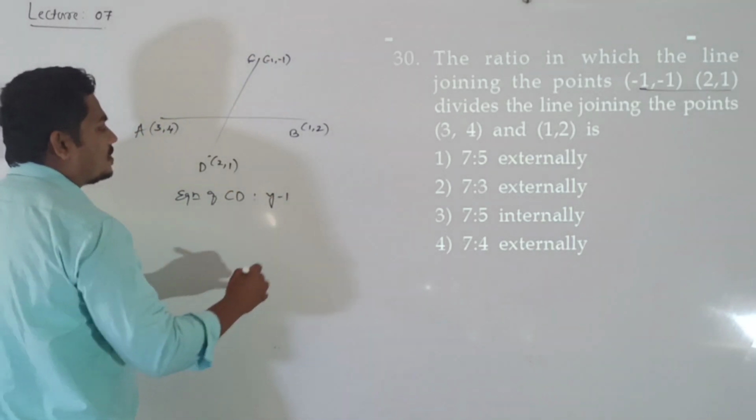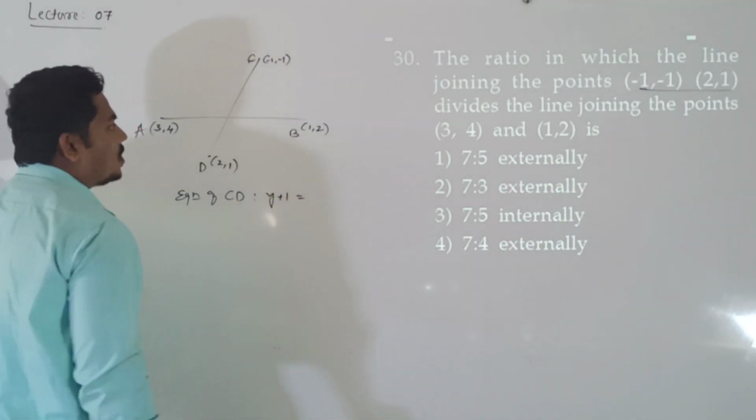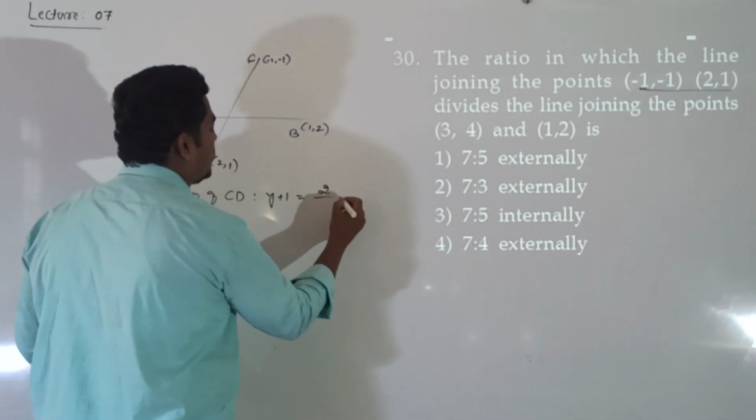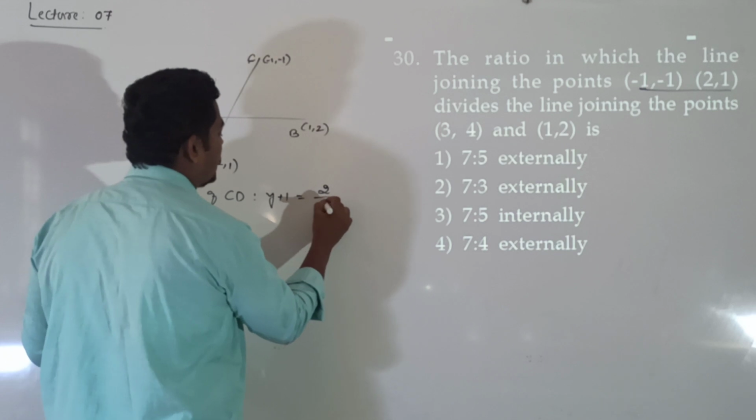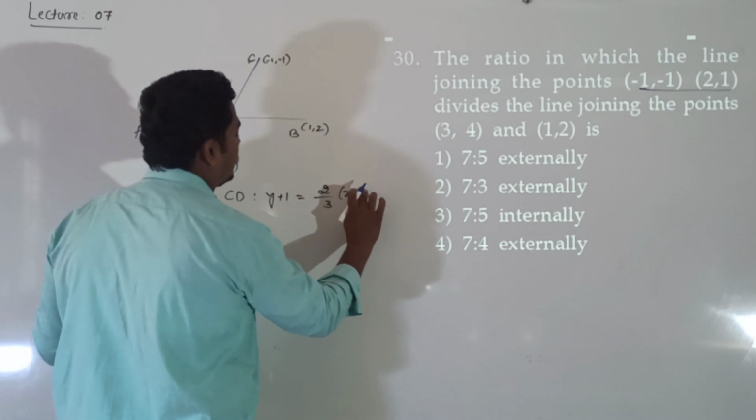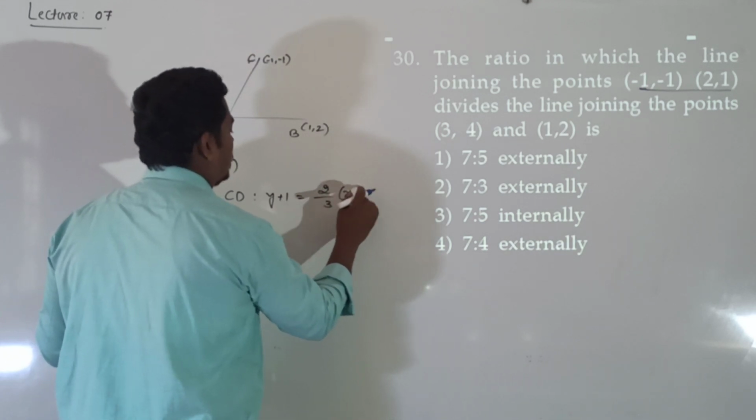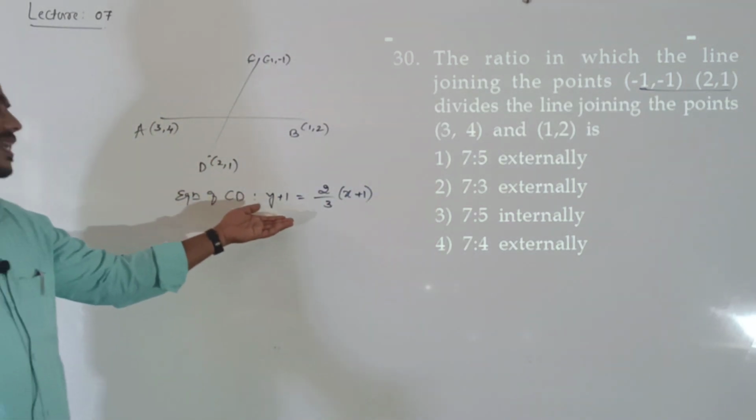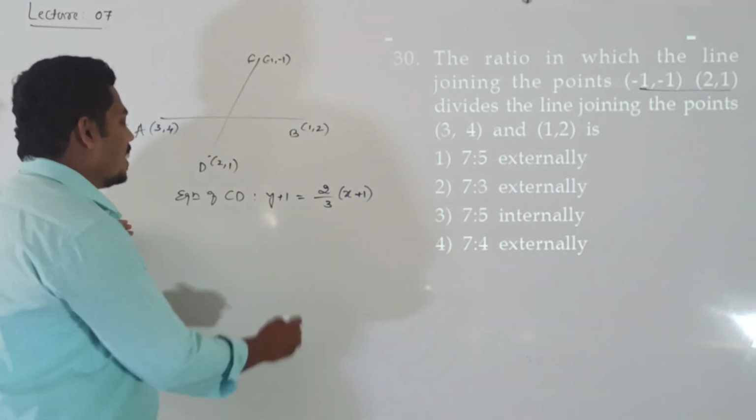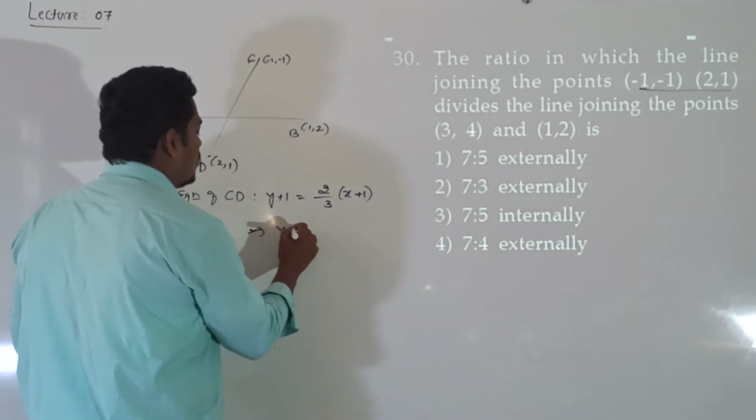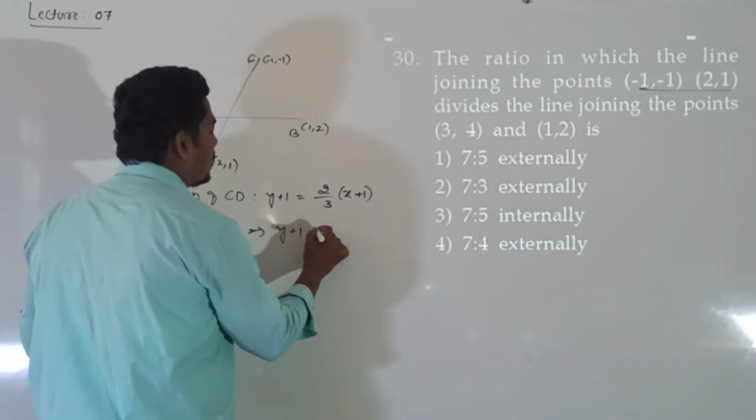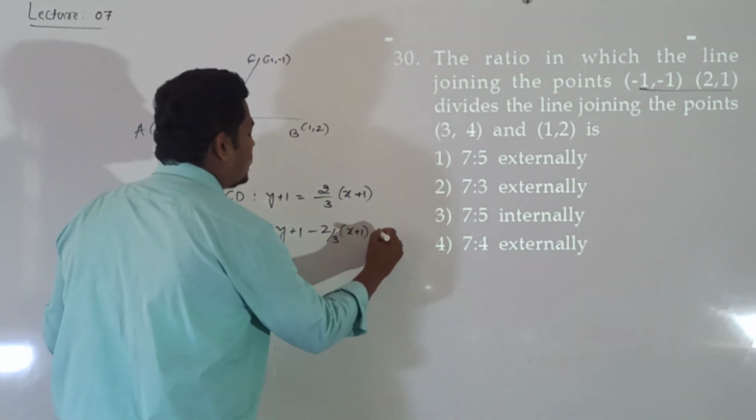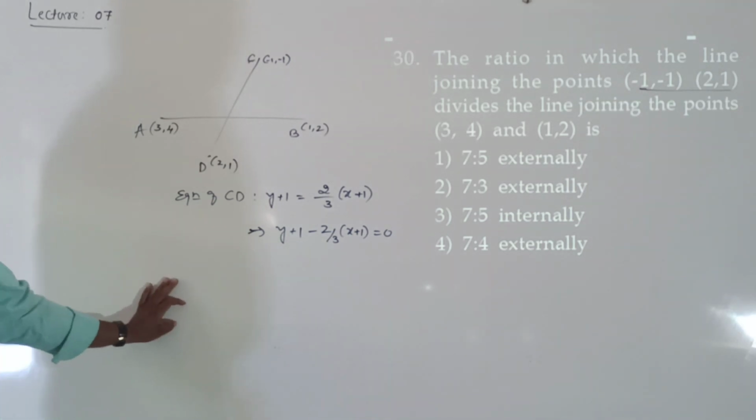Y minus y1 is equal to y2 minus y1 divided by x2 minus x1 into x minus x1. X minus of minus will be plus. This is the equation of CD. Clearly it is like ax plus by plus c equal to 0. Or else just rewrite it: y plus 1 minus 2 by 3 into x plus 1 is equal to 0. No need to simplify, right?